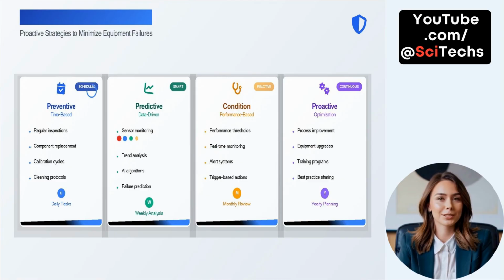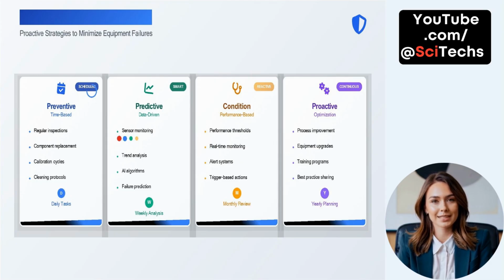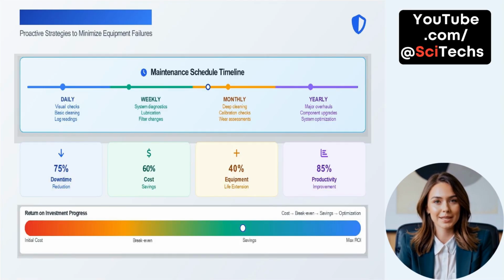Lastly, proactive optimization focuses on continuous improvement through process enhancements, equipment upgrades, employee training, and sharing of best practices across teams. This is part of long-term, yearly planning to raise overall system resilience and operational excellence. Maintenance schedule timeline. A well-structured maintenance schedule is crucial for minimizing equipment failures and maximizing return on investment.